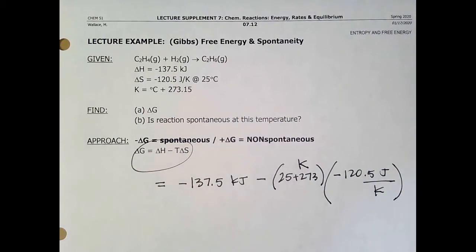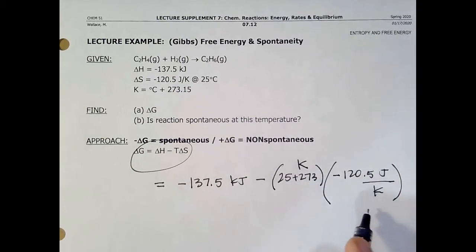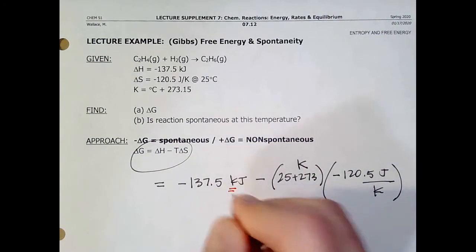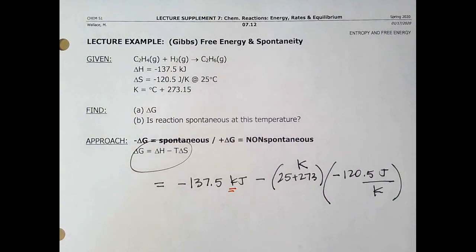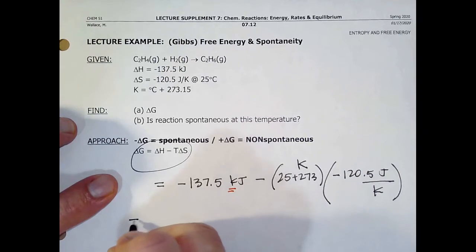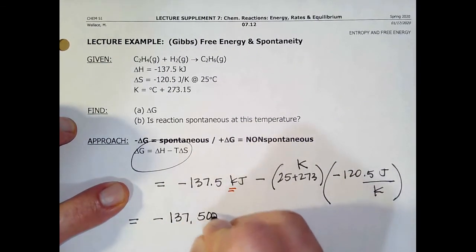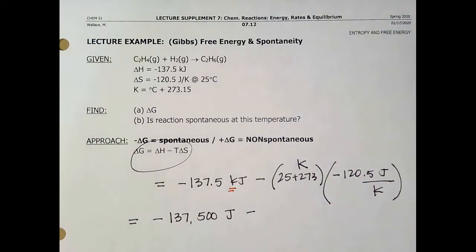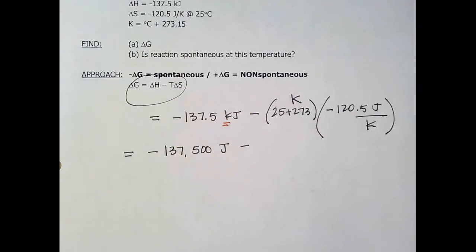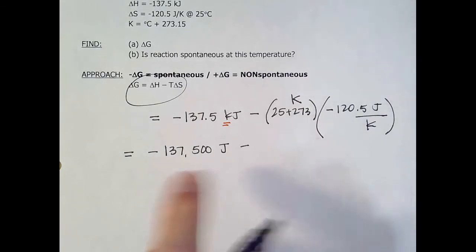Kelvins are going to cancel. I've got joules here, but notice what I've got over here. Kilojoules. Very commonly done that way. Enthalpy is kilojoules. Entropy is joules. So here's the easy way to do it, I think. Here's what I always do. I just say, okay, minus 137.50 joules. Whenever it's kilojoules, I go, okay, I'm just going to multiply it by 1,000. Makes my life easier. It's fairly easy to do. I just move the decimal over 3 places.